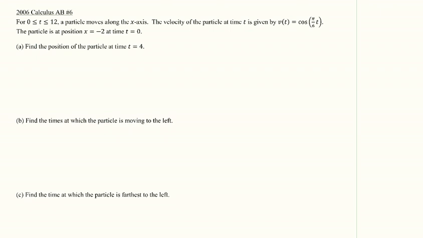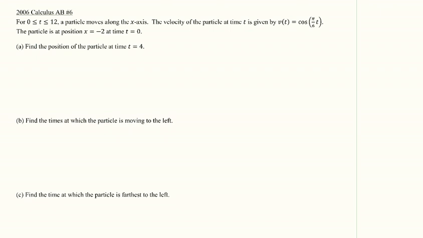Now, one thing that y'all need to know is that number 6, in 2006, there might have still been 3 calculator and 3 no calculator. Now there's 2 calculator. The first 2 are calculator, and the last 4 are no calculator. But either way, this is a no calculator question. And you can see this is a pretty nice anti-differentiable function, so it shouldn't be too bad. Find the position of the particle at time t equals 4. Well, that's something that we can do.